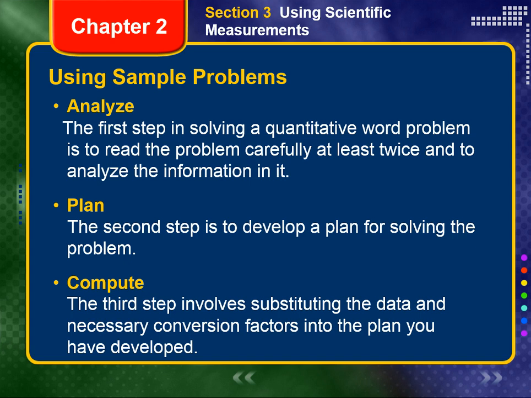Compute. The third step involves substituting the data and necessary conversion factors into the plan you have developed. At this stage, you calculate the answer, cancel units, and round the result to the correct number of significant figures. It is very important to have a plan worked out in step 2 before you start using the calculator. All too often, students start multiplying or dividing values given in the problem before they really understand what they need to do to get the answer.